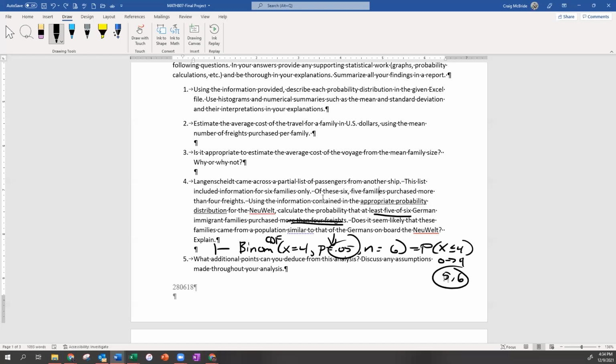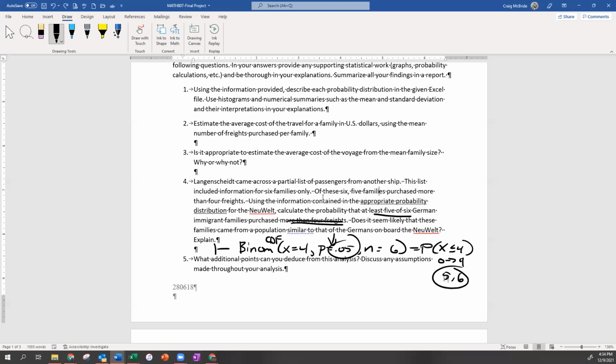And number 2, it's just the cost, like $2,000 cost today, and then whatever is the weighted mean of the freights. So if you got the mean number of freights was, you know, 3.5, then it'd be 3.5 times 2,000, and that would be your estimated cost. Okay. I thought that was simple.